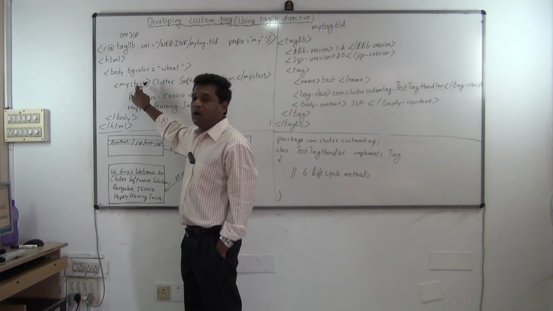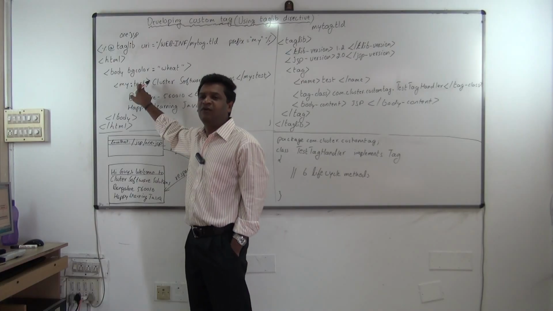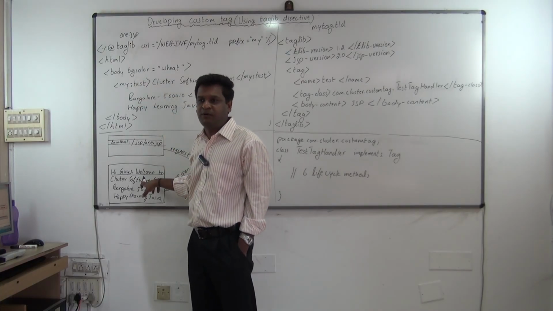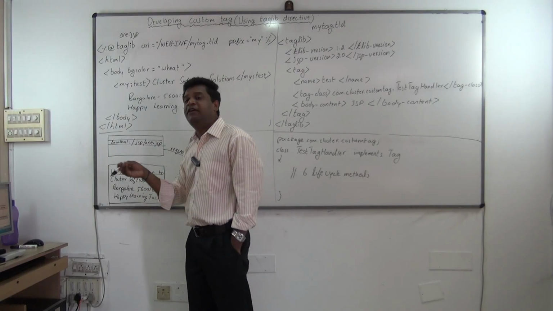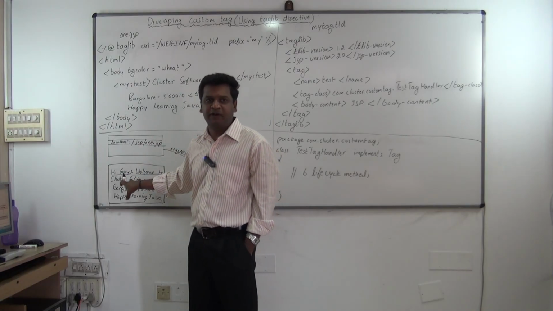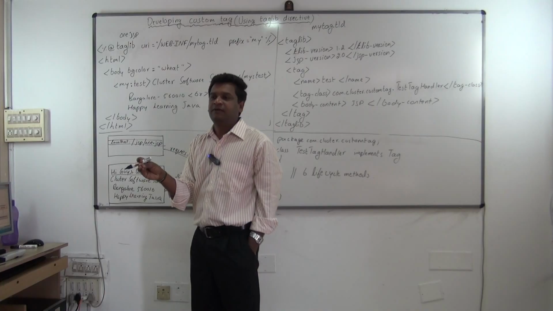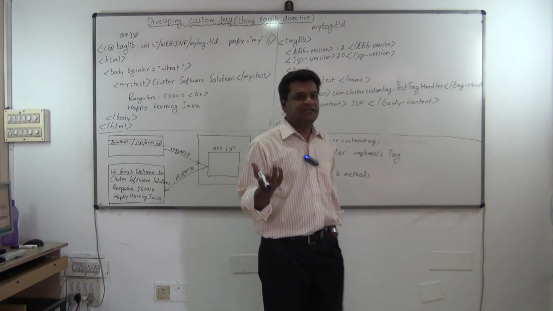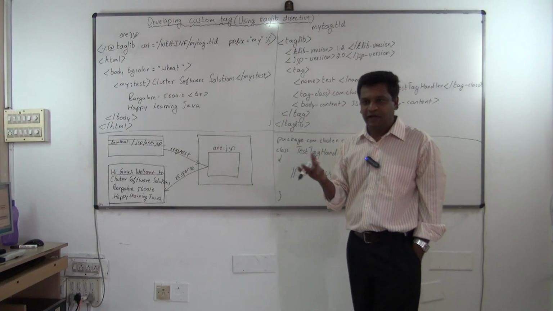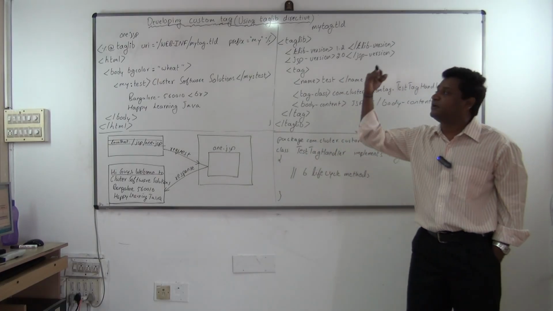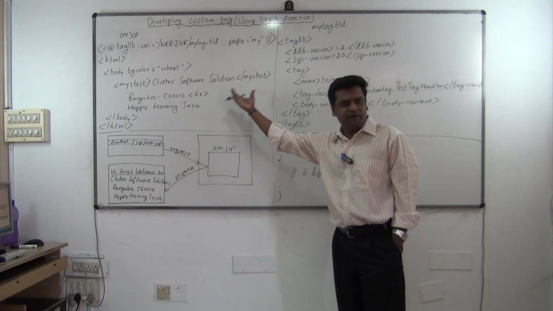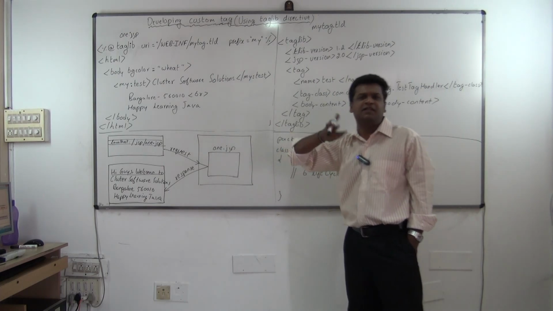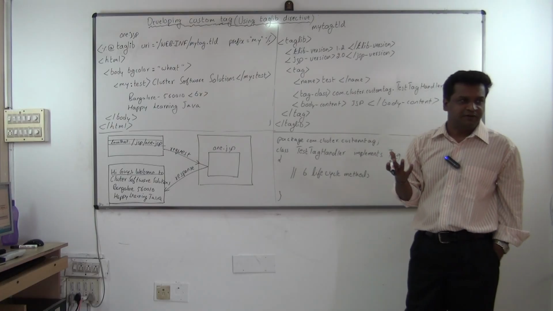But how does the JSP container know that if you use this tag, it has to generate this output? So this output I have written in a class. Whatever output I want, I will be writing it in a Java class. Whenever you want to write Java code, you depend on a Java class only. If I want to avoid writing Java code in JSP, I have to write it in some other class. That's all. No other option for you.